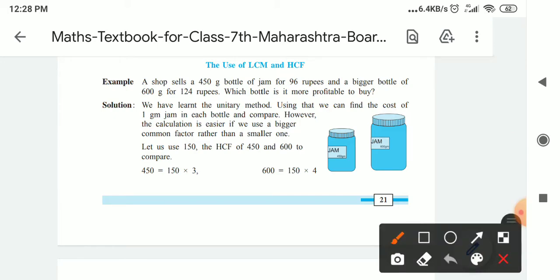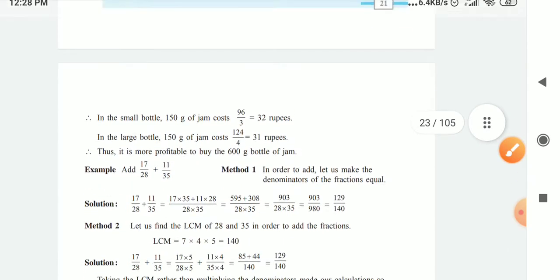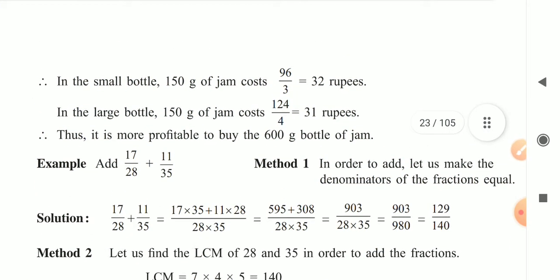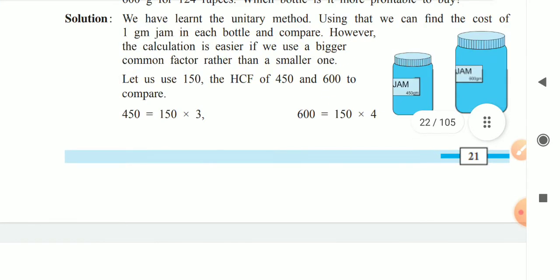Okay, and then we got it here: 32 and 31. The cost of jam in the small bottle is 32 rupees for 150 grams. In the bigger bottle, the cost of the jam is 124 upon 4, which is equal to 31 rupees. Thus, it is more profitable to buy the 600 grams bottle of jam. Okay, one more time I will tell you.